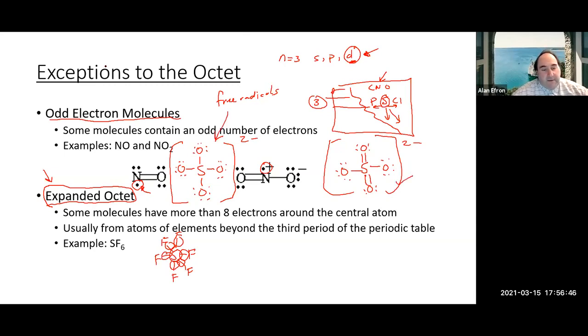So these are 3 exceptions to the octet rule. You could have an incomplete octet, which means you got less than 8 electrons. You could have an odd number of electrons, which means you got an unpaired electron, or you can have an expanded octet. And again, for us, you just need to know what the 3 exceptions are, but everything that you draw should obey the octet rule. I'll write that one more time. Yeah. So everything that you draw here should obey that octet rule.